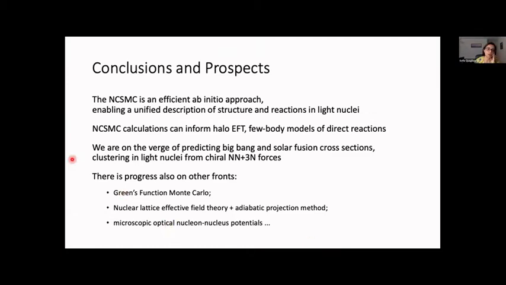I didn't talk explicitly about it, but I want to make sure to stress that there is also progress on other fronts. There are Green's function Monte Carlo calculations of reactions, nuclear lattice effective field theory combined with the adiabatic projection method that has done alpha-alpha scattering, and of course there are a lot of developments in the area of microscopic optical nuclear potentials, and with this I'm done. Thank you.